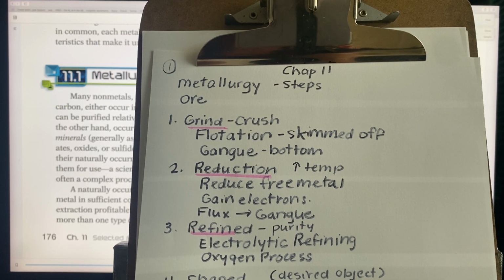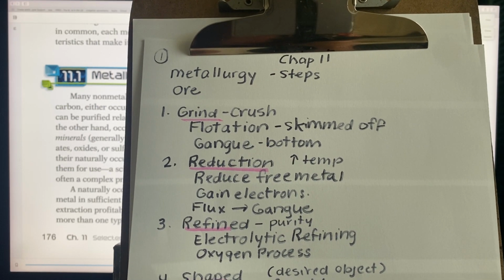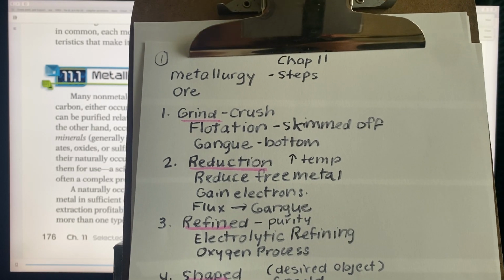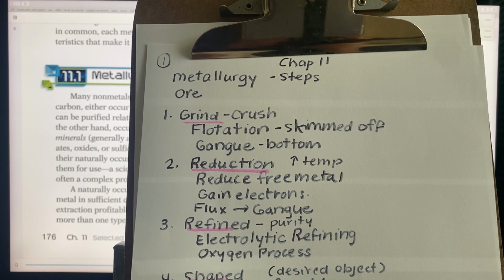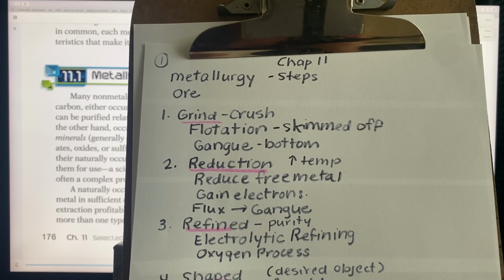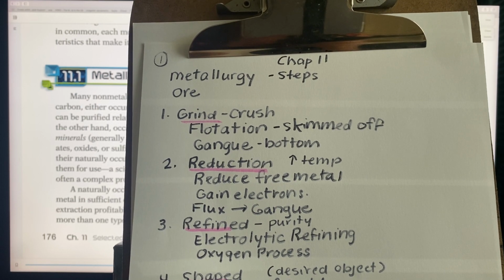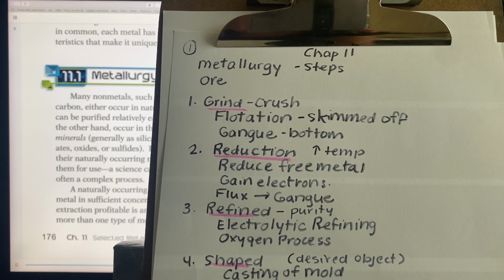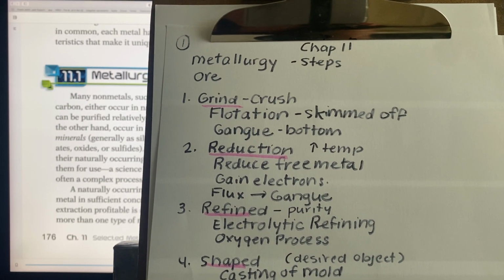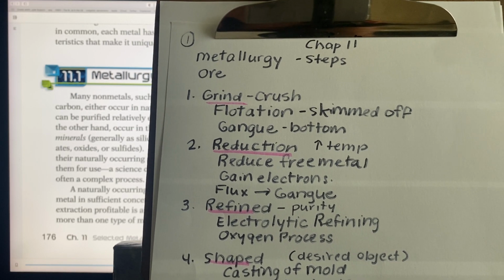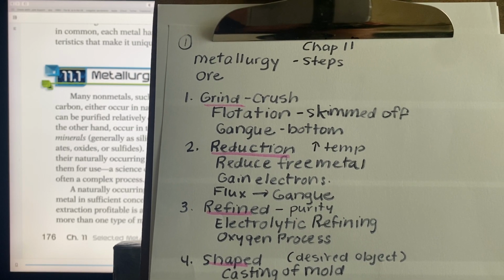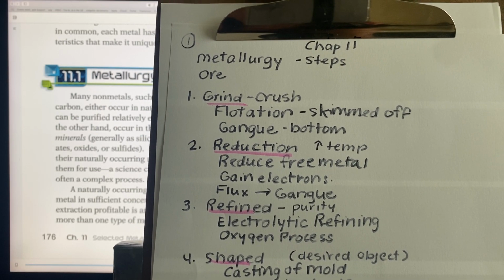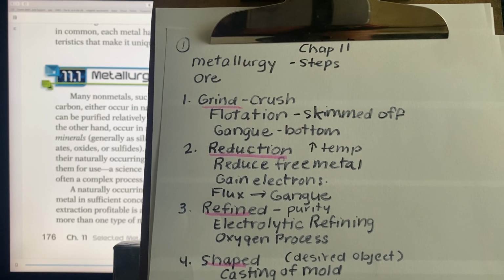And this is where temperature comes in. They're going to reduce the free metals and basically gain electrons, and the flux is going to deal with the gangue that's left over. The reduction process reduces the metal to this free metal. So now we need a high temperature for reduction to do this. And the reduction temperatures and such vary in the process from metal to metal, and which one works the best.